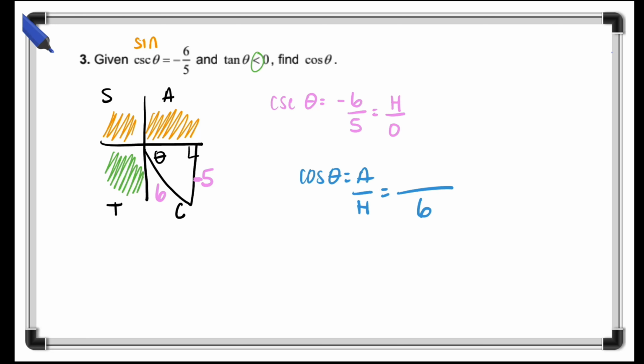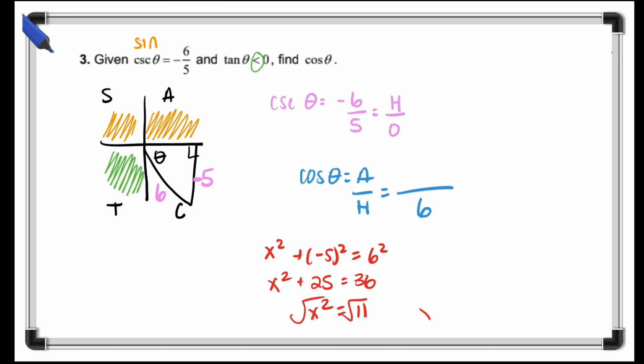But in order for us to find the adjacent side, we again need to use our Pythagorean theorem. So you have x squared plus negative 5 squared is equal to 6 squared. So that gets you 25 and 36. So x squared is equal to 11, which means x has to equal the square root of 11. So our adjacent side is the square root of 11, so our cosine of theta is going to be square root of 11 over 6.